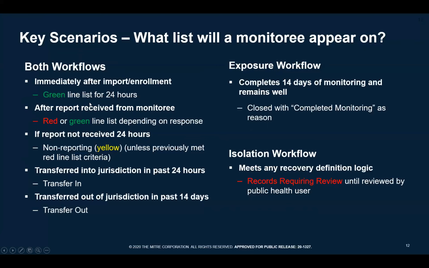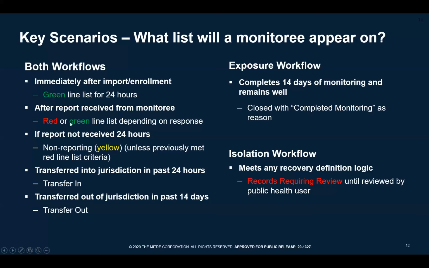So if it's a case contact and you just enrolled them, they'll show up on the asymptomatic line list. And if it's a case and you just enrolled them, they'll show up on the reporting line list. Both are colored green to show that there's no follow-up needed for that monitoree. And so it makes sense, right? If you just added someone to the system, if they're a case contact, the system doesn't really have any symptom information for that individual. And so it assumes that they're either asymptomatic or they haven't yet met one of the recovery definitions. It's just where they're kept for 24 hours until we receive a report for the monitoree.